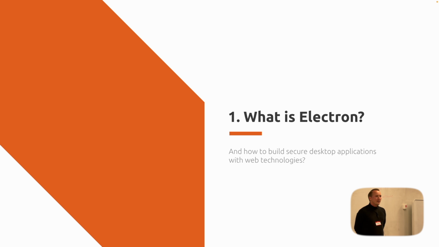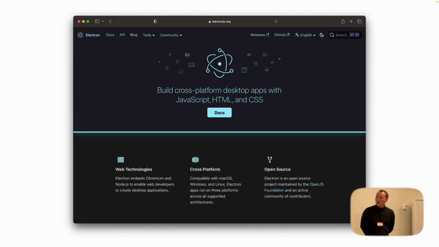Who of you has heard about Electron before? Okay, a bunch of people. I guess there are a bunch of things that are not new to you. For people who don't know, Electron is a development framework that allows you to build desktop applications using web technologies for native desktops. So you have one framework that allows you to distribute the application on Linux, on Mac, or Windows.